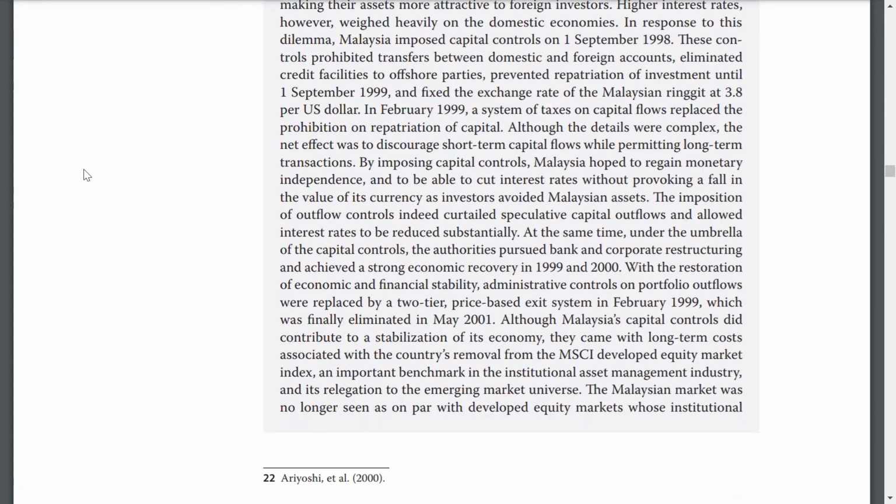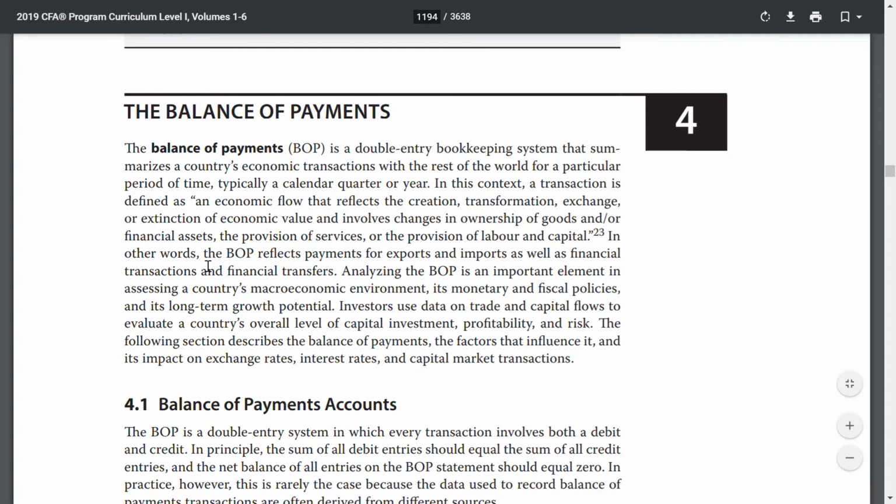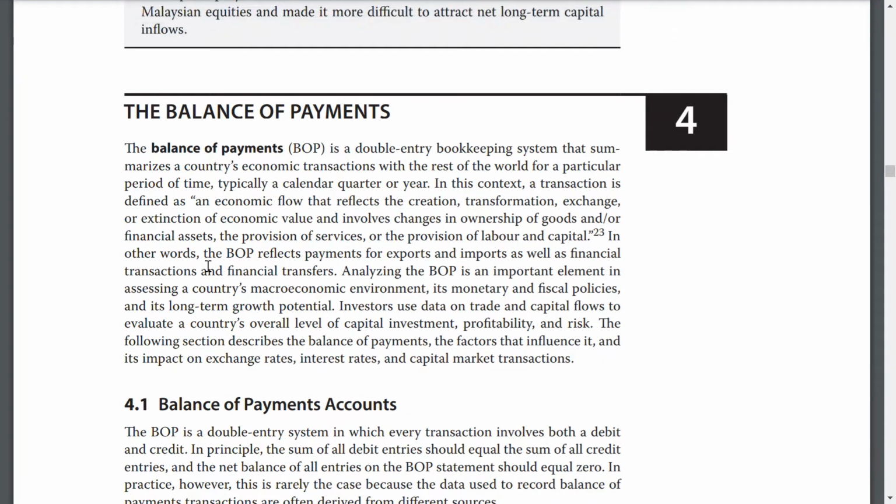Okay. The balance of payments. The balance of payments is a double-entry bookkeeping system that summarizes a country's economic transactions with the rest of the world for a particular period of time, typically a calendar quarter or year. In this context, a transaction is defined as an economic flow that reflects the creation, transformation, exchange, or extinction of economic values and involves exchanges of ownership of goods and or financial assets, the provision of services, and provision of labor and capital.